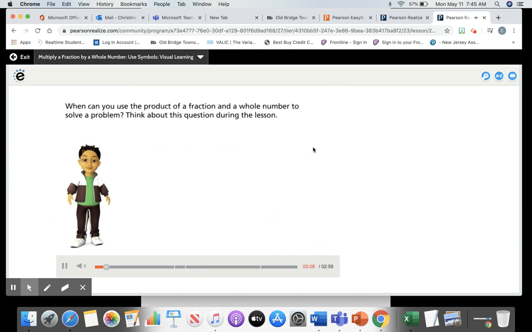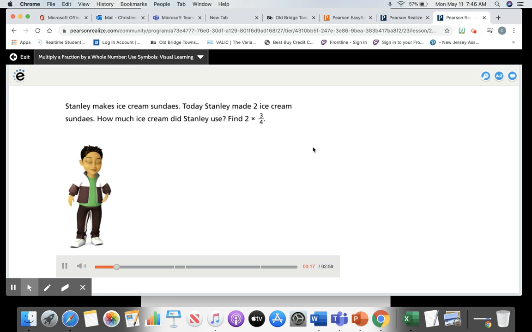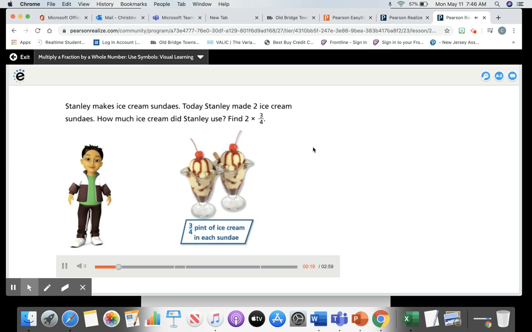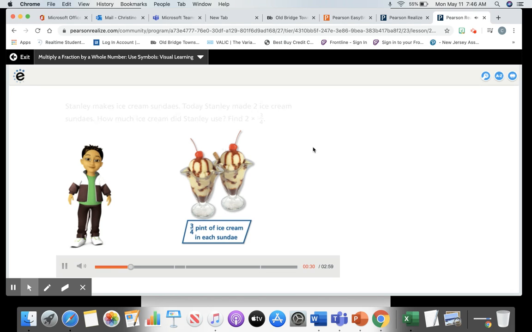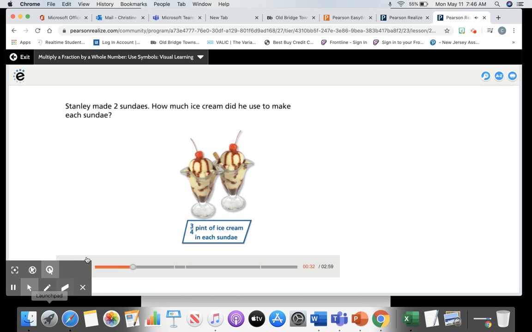When can you use the product of a fraction and a whole number to solve a problem? Think about this question during the lesson. Stanley makes ice cream sundaes. Today, Stanley made 2 ice cream sundaes. How much ice cream did Stanley use? Find 2 times 3/4.